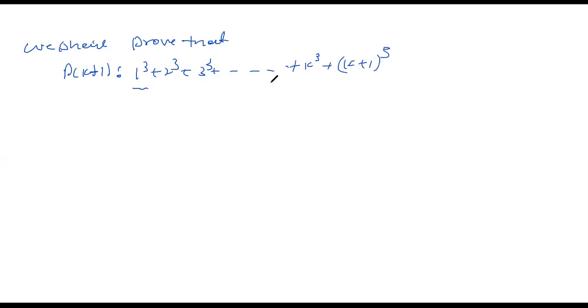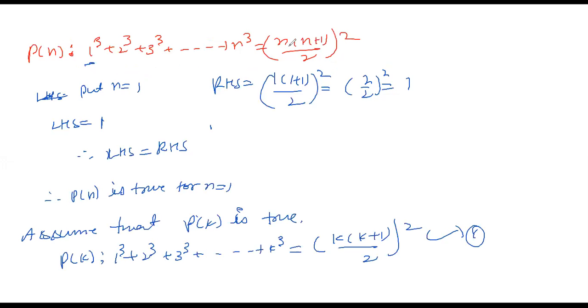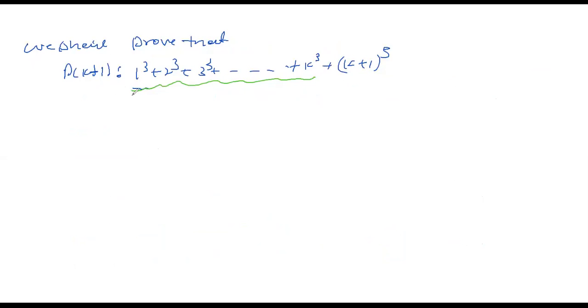I'm taking the LHS for k plus 1 and proving the RHS. So what should my answer be? In the place of n, I'm substituting k plus 1. My answer should be (k plus 1 into (k plus 2) by 2) whole square. This is my answer. Now I have to solve until I reach that answer.